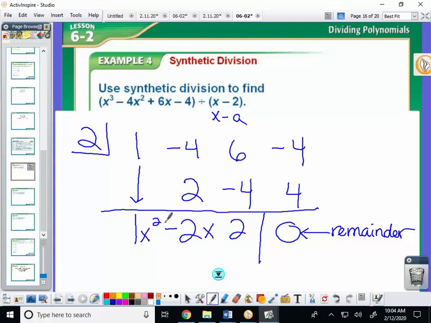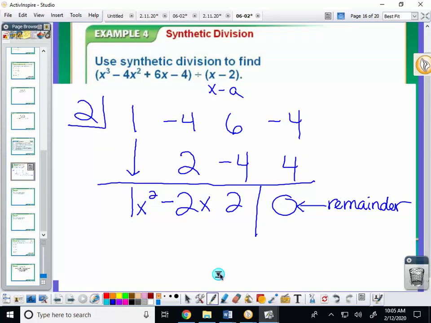Our answer when we divide a polynomial, the exponent here should be 1 less than our original problem. If this is x cubed, our answer is going to be x squared. It should happen like that every time. So this is my answer right here. I'm going to clean this up a little bit.